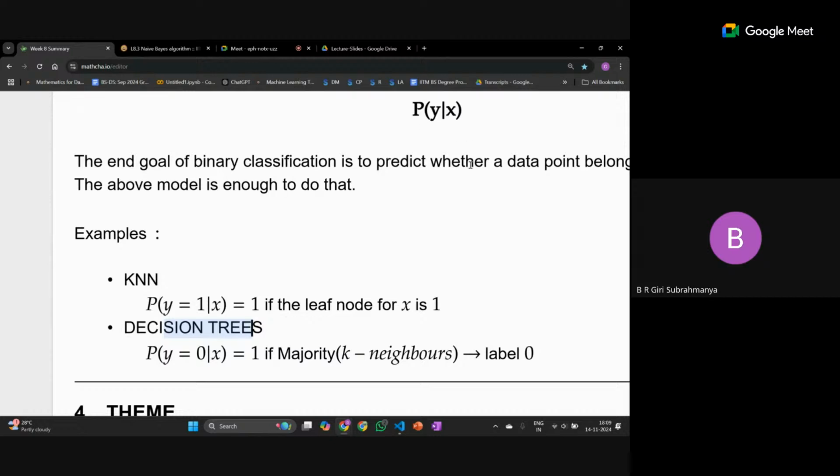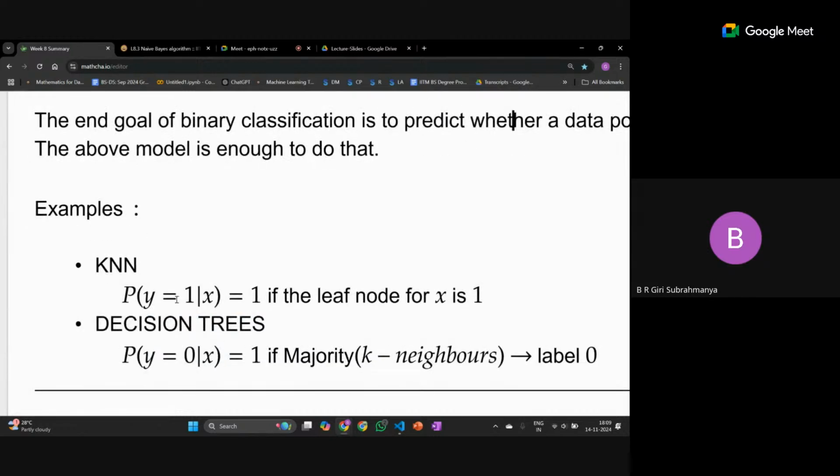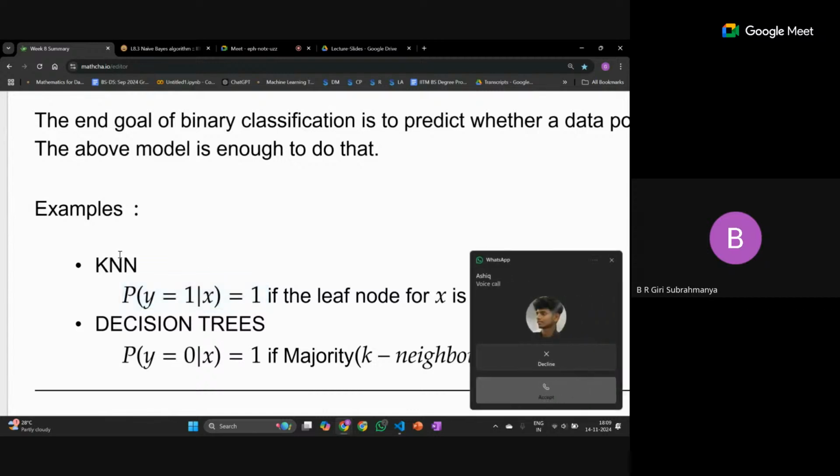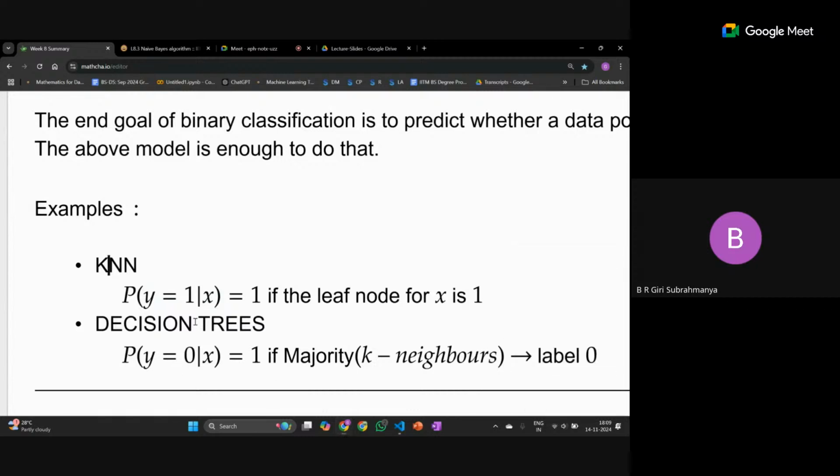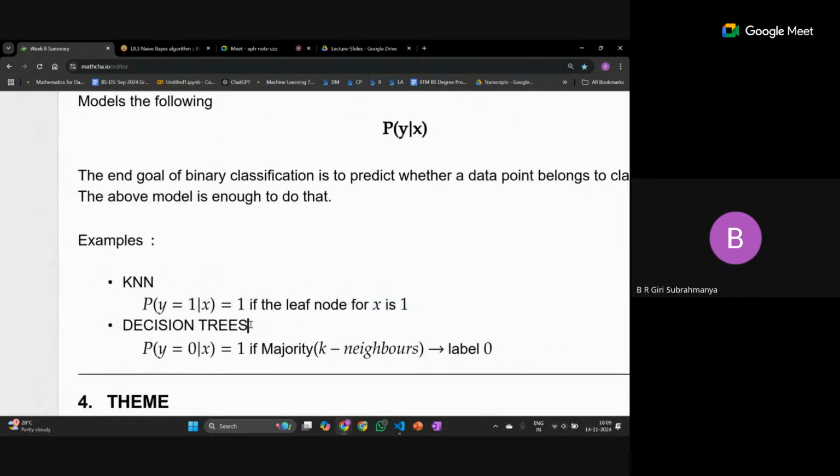In your discriminative model, what is the probability that the label is 1 given x is 1? This probability will be equal to 1 when, in a decision tree, the leaf node for this data point is 1.